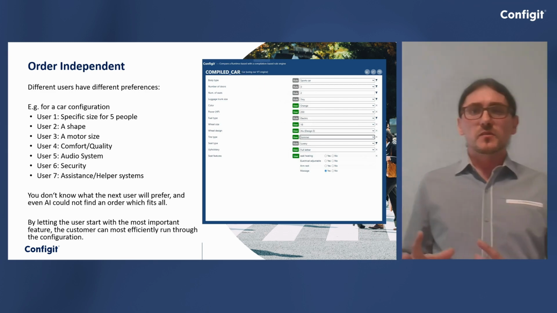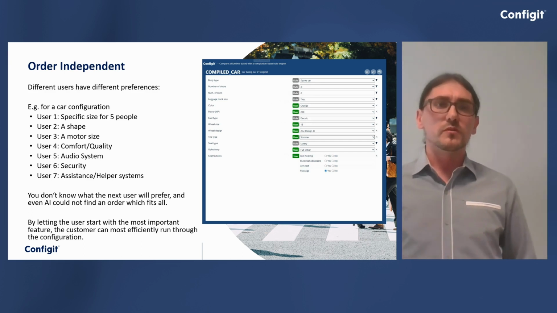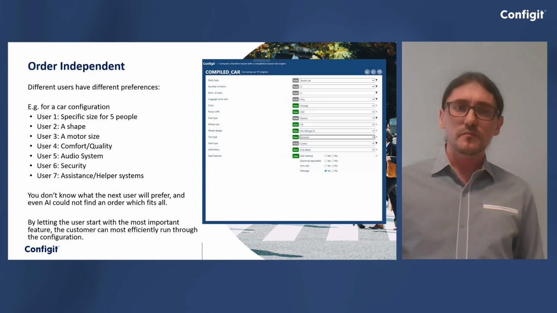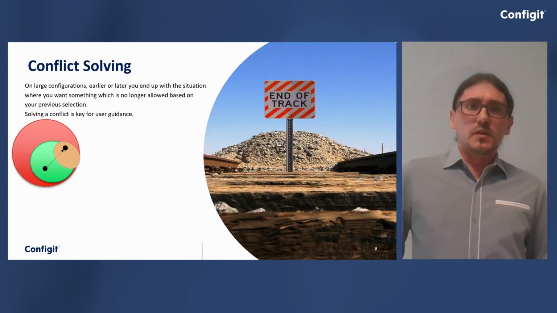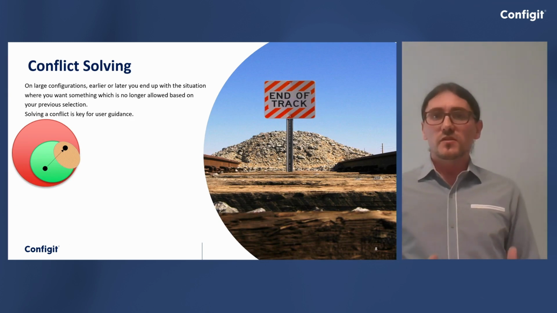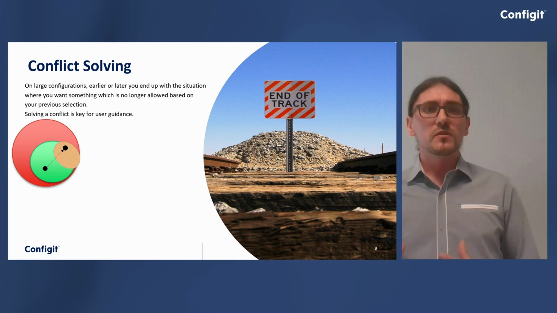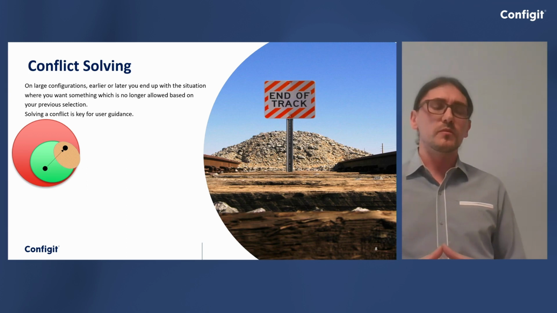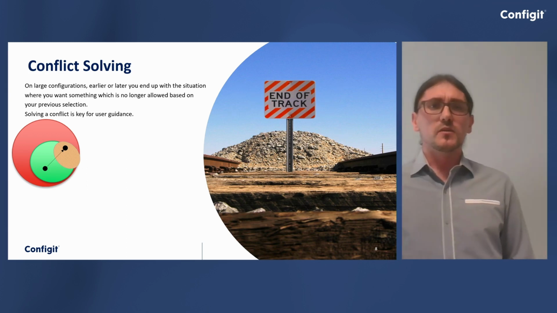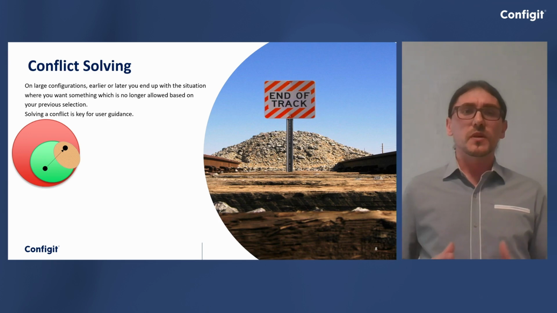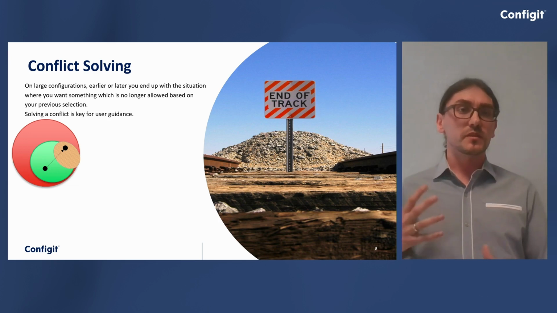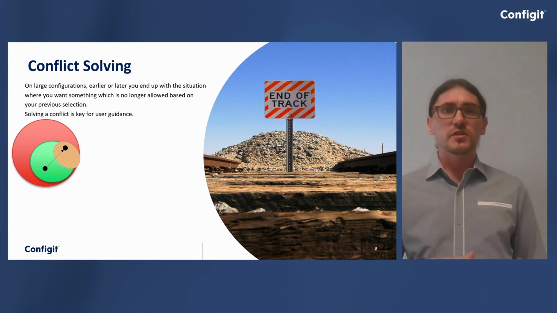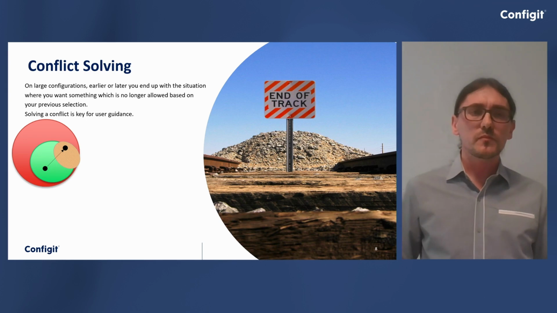And we also see in the next slide, when it comes to conflict solving, how important the selection order can also be for solving a conflict. So when we talk about large configurations, you will sooner or later get into the situation that you would like to select something which is no longer available. So that's quite usual. And then it's key that the configuration engine guides you out of that, so that it helps you to figure out which of my previous 100 selections I need to change to get this feature here.